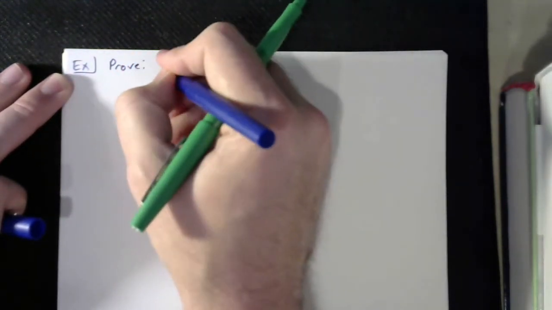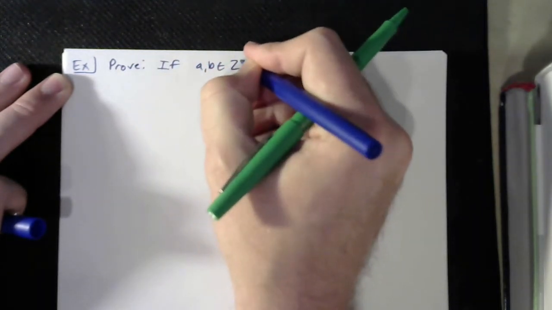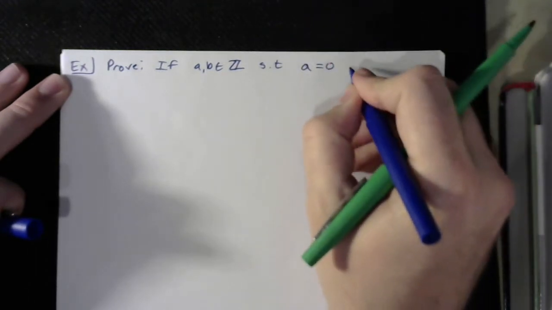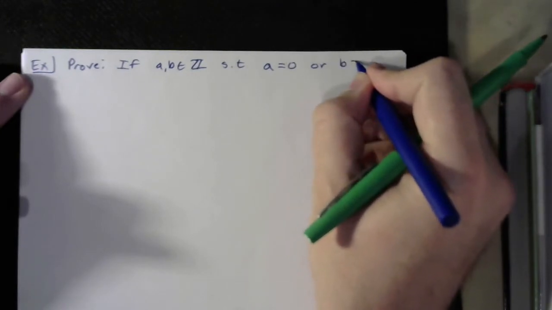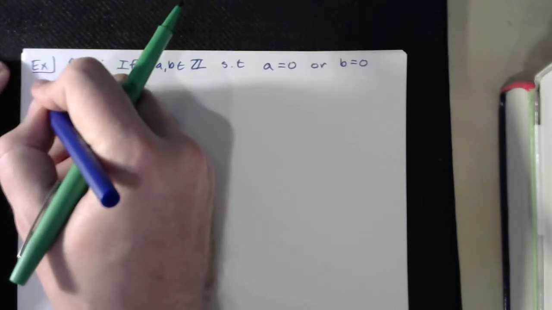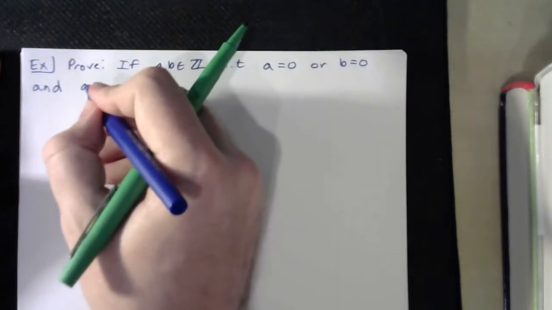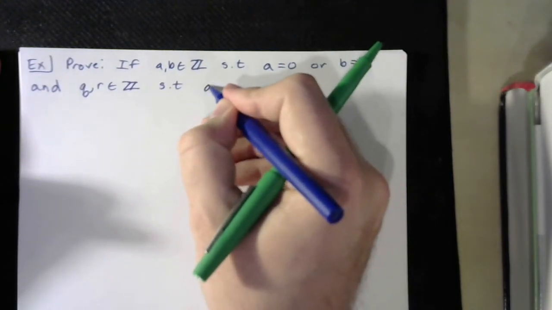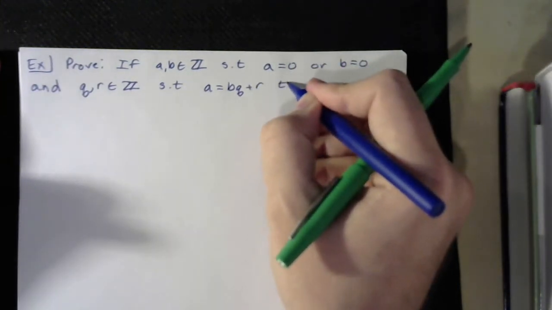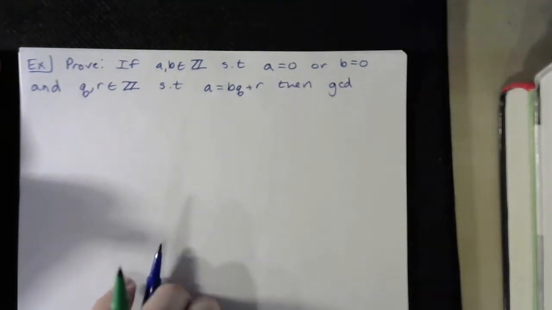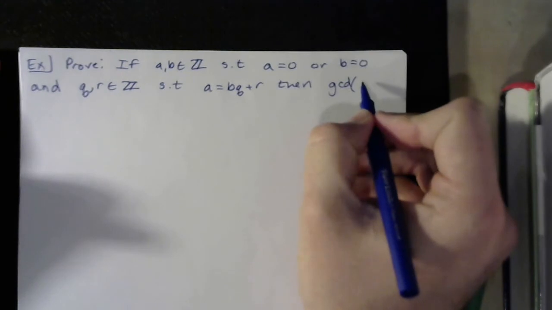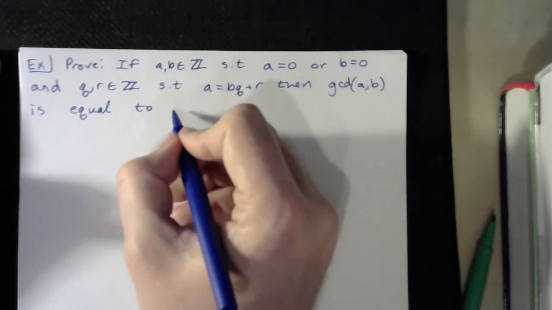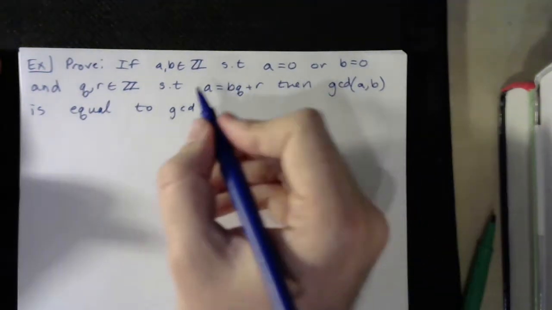So we are going to prove: if a and b are integers, such that a does not equal 0 or b does not equal 0, and q and r are also integers, such that a equals bq plus r, then the GCD of a and b is equal to the GCD of b and r.